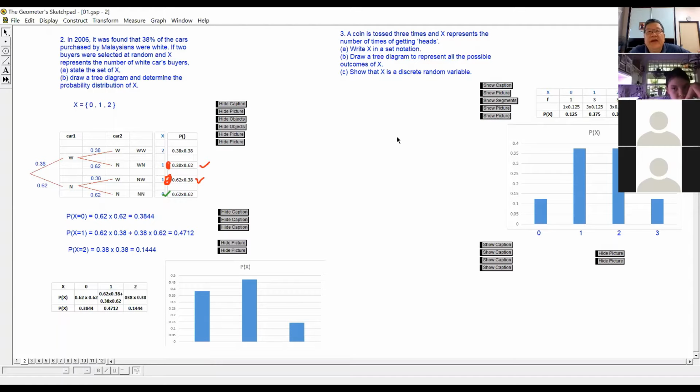Problem number three is about tossing a coin three times, right? So X represents the number of times of getting heads. Head is which one? The parliament one. H is the parliament. Tail is the other one with the 20%, 50%, that one is the tail.